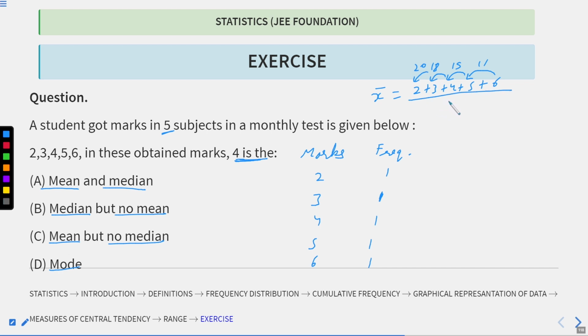We know the total number of observations is 5, so 20 by 5 is equal to 4. So yes, 4 is our mean. What about the median? Let's find out the median.